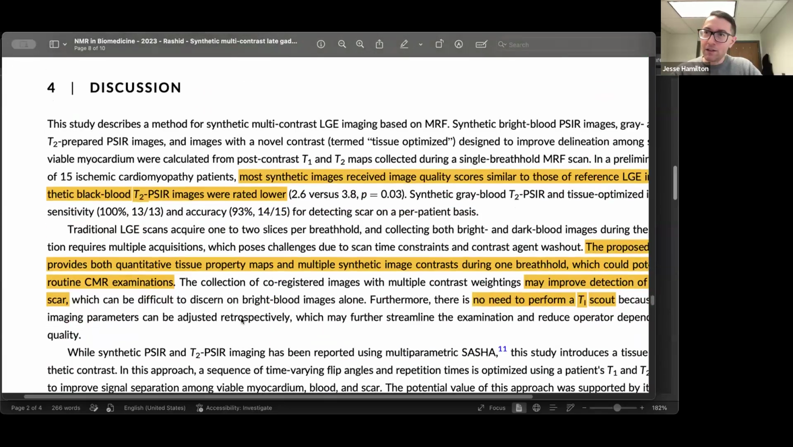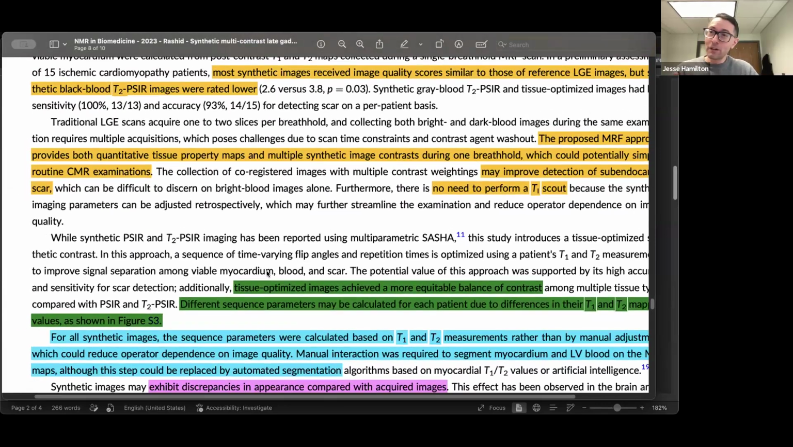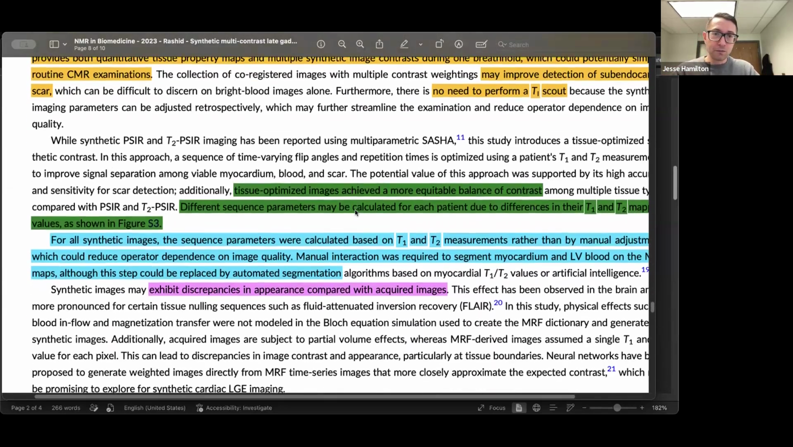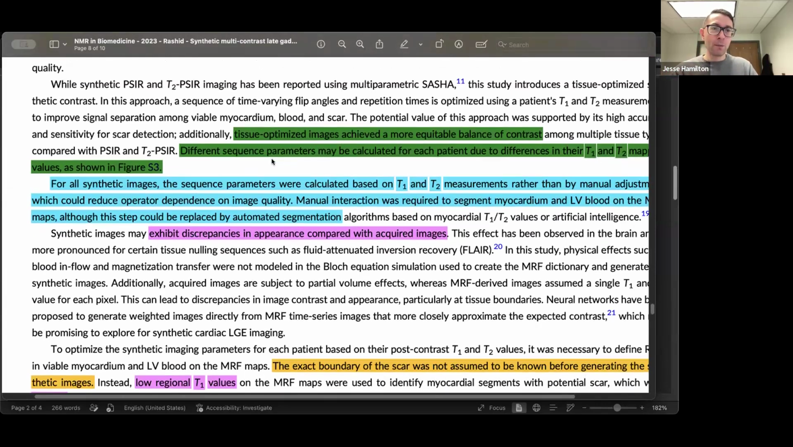And then moving ahead to just a few discussion points. In summary, this is a feasibility study where we show that we can use fingerprinting to get both the quantitative maps and multiple synthetic contrasts in a single breath hold. The tissue optimized contrast is a novel contrast that gives us a more equal balance of contrast between these different tissue types.